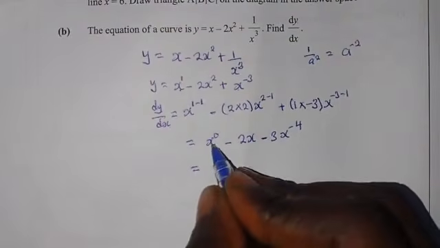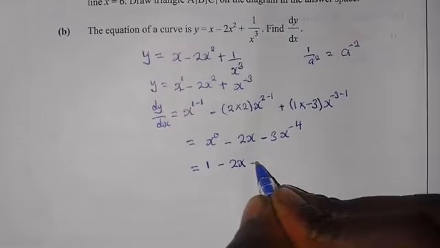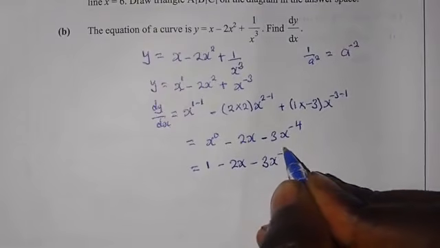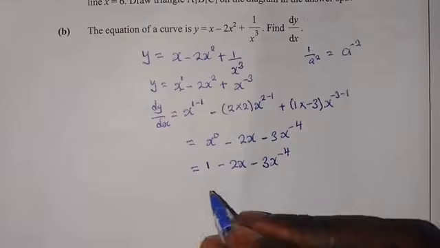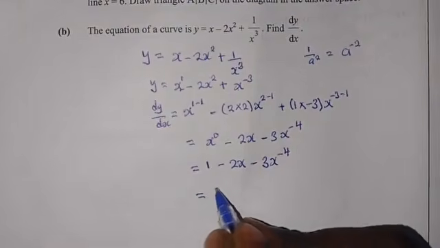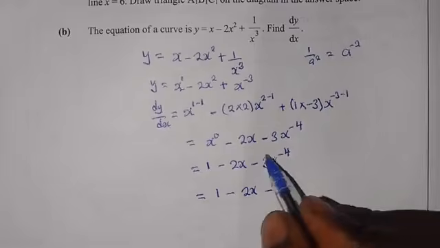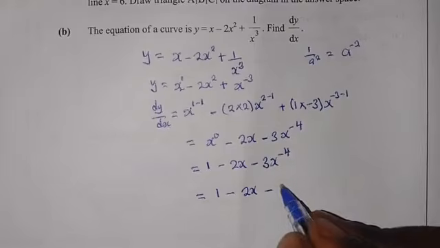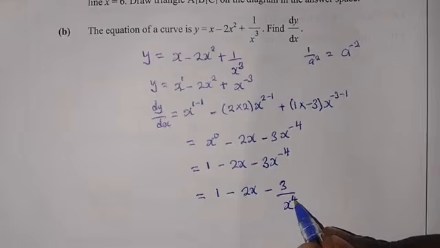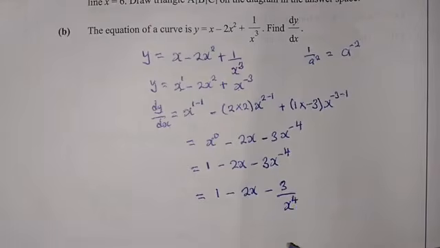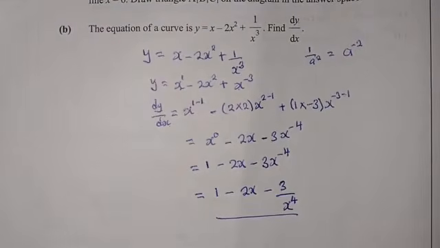So we can say x power 0, it's 1. Then minus 2x. Then minus 3x power negative what? 4. I do hope that you are following there. So from here we can now write our final answer as 1 minus 2x minus. Again for this one, I just have to write it like 3 over x power 4, so that the power becomes positive, not the way it was negative. So this is our answer. We have answered this question.